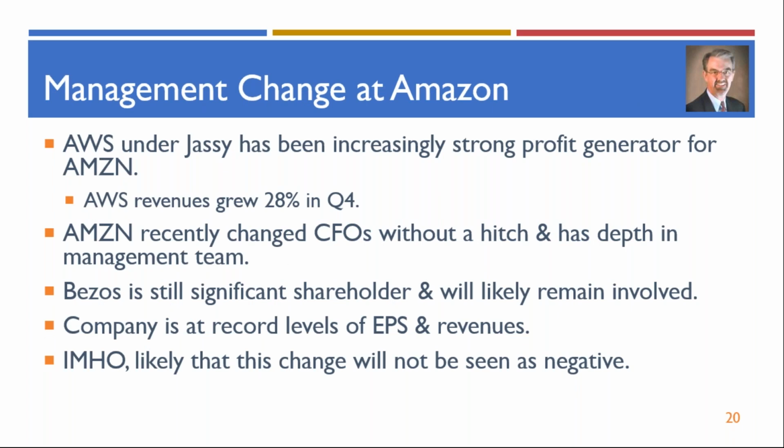When you look at what Jassy has been doing for a very long time with the Amazon Web Services part of the business, in the fourth quarter, the revenues for that division alone grew 28%. So he's been building a business that supports not only Amazon's web-facing business, right? They are an e-commerce business, so that's important, but also for many other companies. Amazon has recently changed CFOs, and it's probably not anything that, even if you were a shareholder, you paid any attention to. It was pretty seamless, and so that seems to indicate there's plenty of potential for leadership within Amazon.